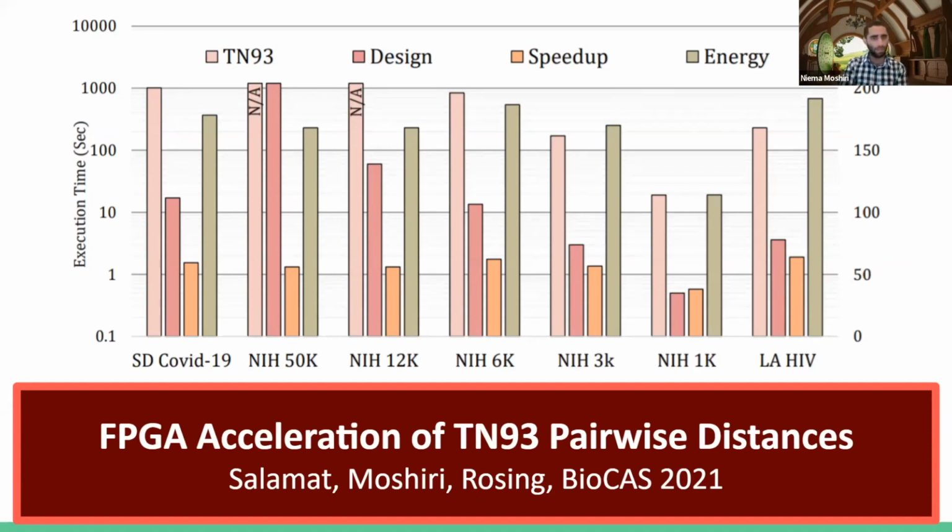So the bottleneck here is computing all pairwise TN93 distances. Once you have those, it's very easy and very fast to actually infer the transmission clusters, but computing those distances is very slow. So collaborating with the same hardware acceleration lab, we developed an FPGA accelerator that, given a bunch of sequences in a multiple sequence alignment, is able to compute these TN93 distances orders of magnitude faster and much more energy efficient than existing CPU-based tools.